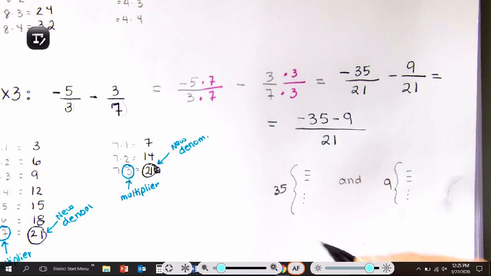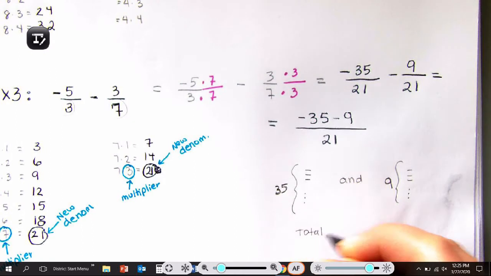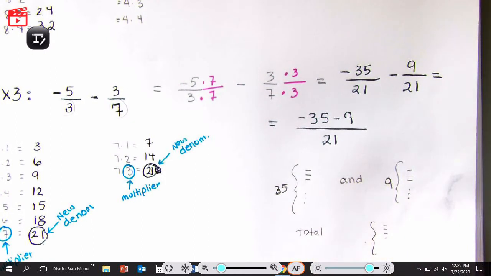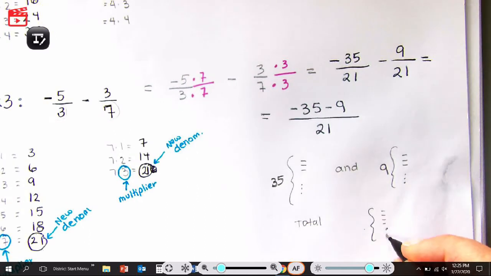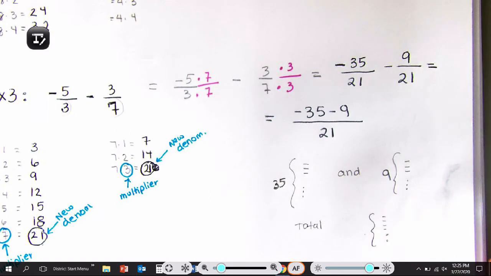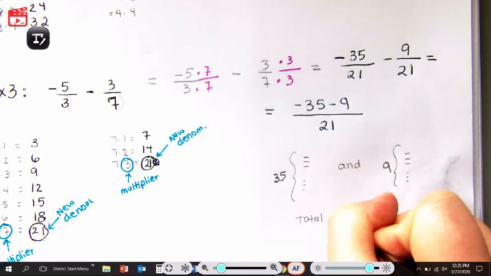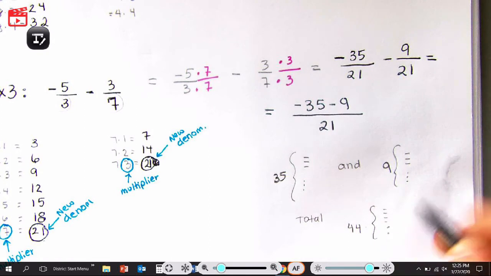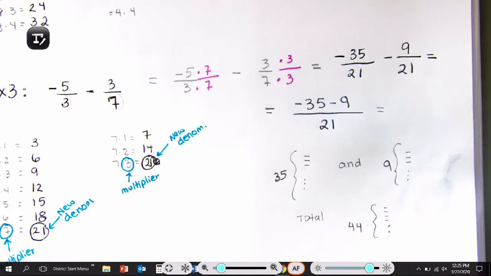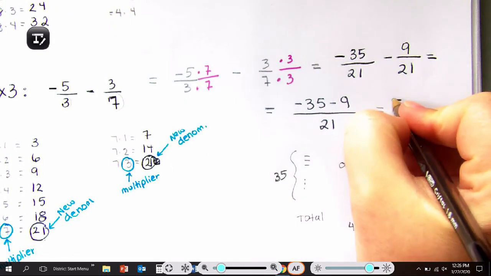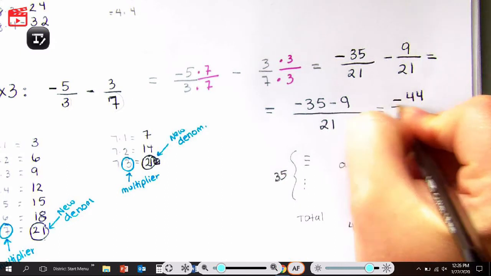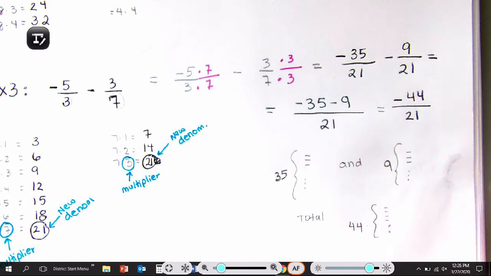So my total is I'm going to have minuses. And how many of those minuses will I have? Well, I'm going to have 35 plus 9 minuses. So 35, I'm using my fingers, 35, 36, 37, 38, 39, 40, 41, 42, 43, 44. So I'm going to have a total of 44 minuses. So I'm going to come back up here and say that I'm going to have minus 44 over 21.